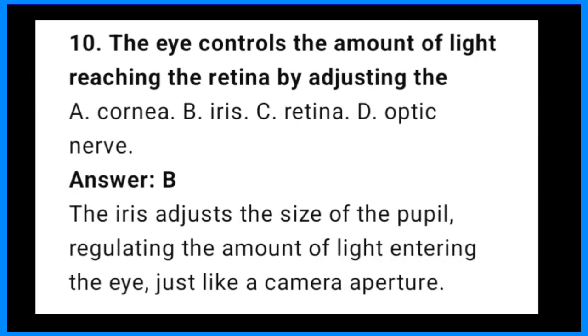10. The eye controls the amount of light reaching the retina by adjusting the A. Cornea, B. Iris, C. Retina, D. Optic nerve. Answer B. The iris adjusts the size of the pupil, regulating the amount of light entering the eye, just like a camera aperture.